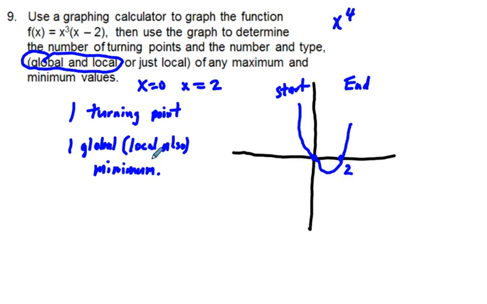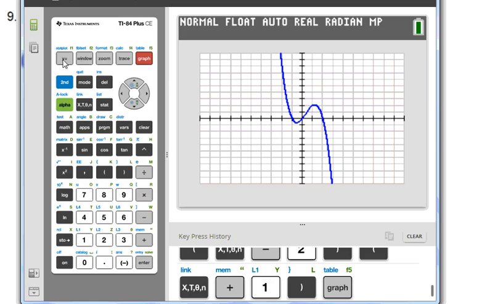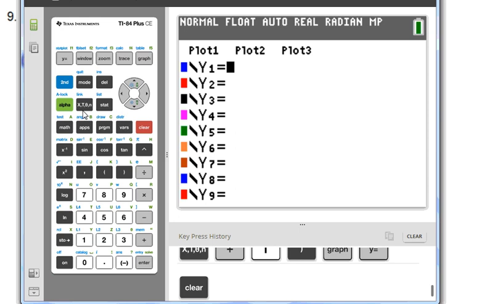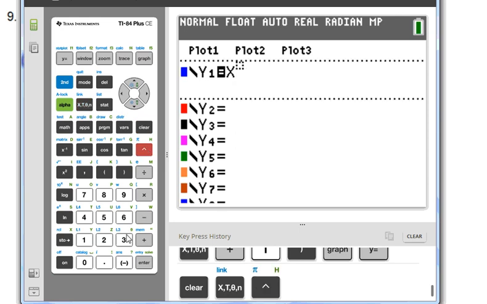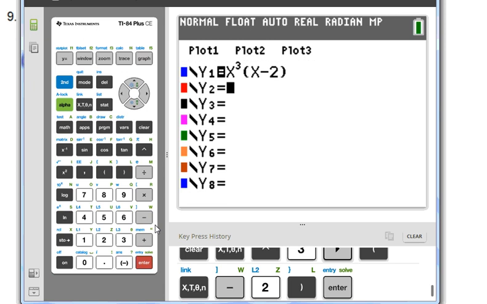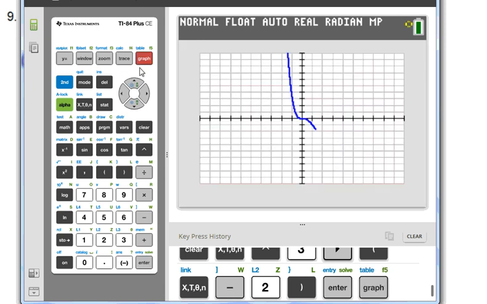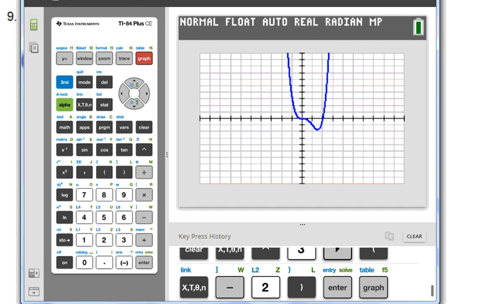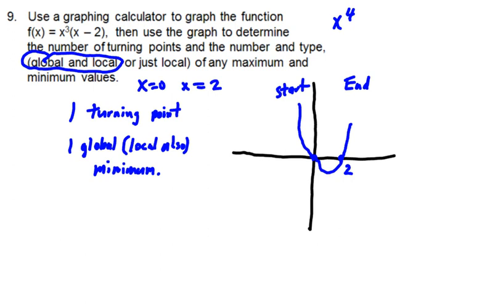And again, I'll just do that in the calculator too. We go x cubed times quantity x minus 2. And graph this. See, just as we sketched it here. Starts high, ends high, crosses, one absolute minimum. Okay, next.